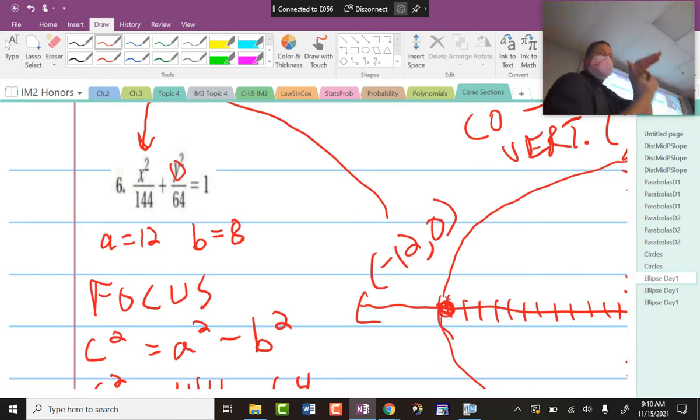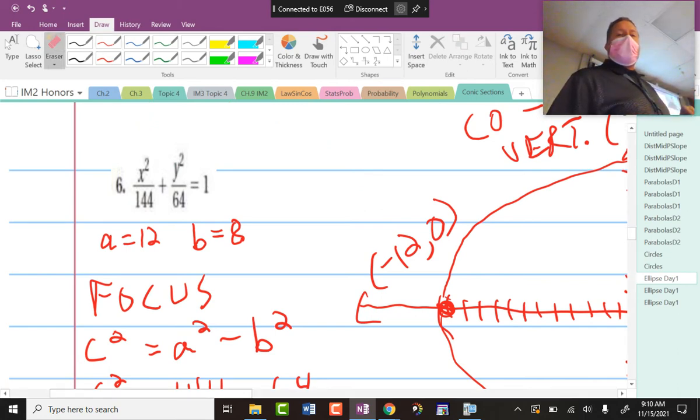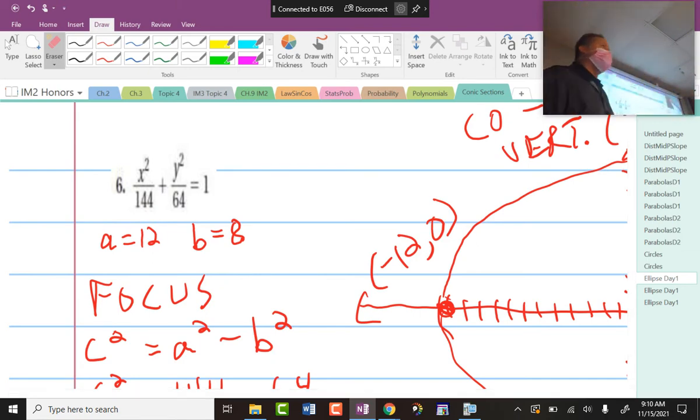True. All right, so input, output actually happens with all of these points. That's why they are solutions. If I flip it around and put in 0, comma 8, 0 squared over 144 is 0. 8 squared, 64. 64 over 64 is 1. 0 plus 1 equals 1. True. All right, so that's why this works. All right, we can move on now.